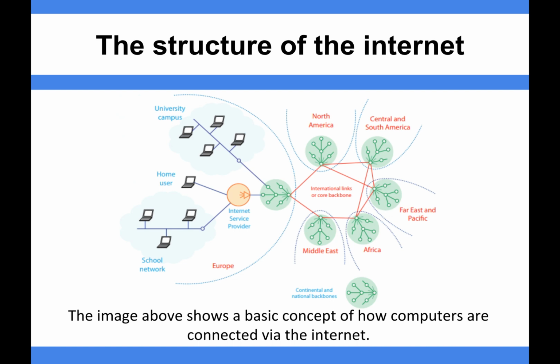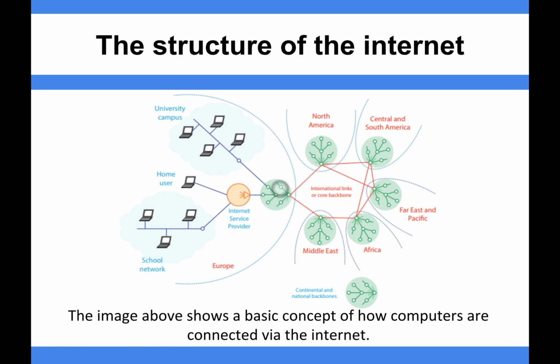Okay, so the structure of the internet. This is the best sort of image I could find to try and highlight how it works. There are international links that join different parts of the world. So you've got like the cables running under oceans and things like that. Then once you get to a part of the world, let's imagine this was Europe.